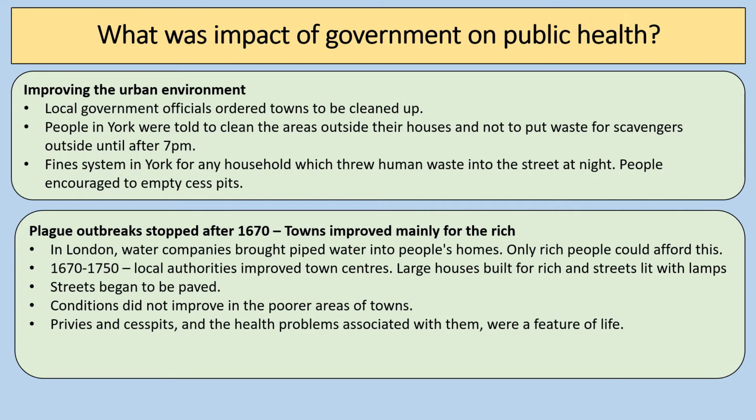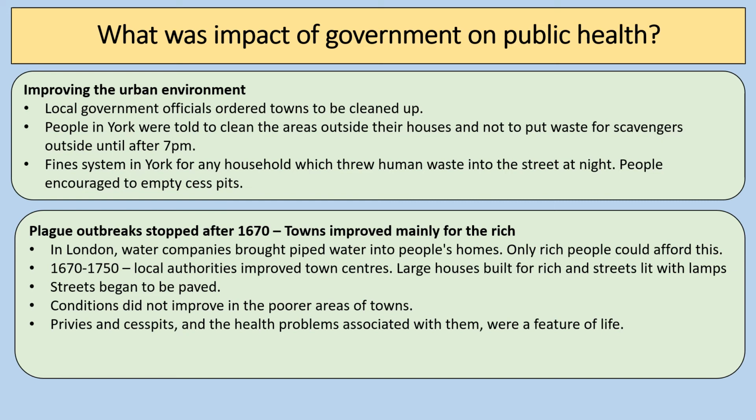All right, so what's the impact of the government on public health during this time? Well, firstly, in terms of improving the urban environment, local government officials ordered that towns should be cleaned up. People in York were told to clean the areas outside their houses and to not put waste for scavengers outside until after 7 p.m. There's a fine system in York for any households which threw human waste into the street at night, and quite rightly so. It's a horrible thing to do. People were encouraged to empty their cesspits as well.